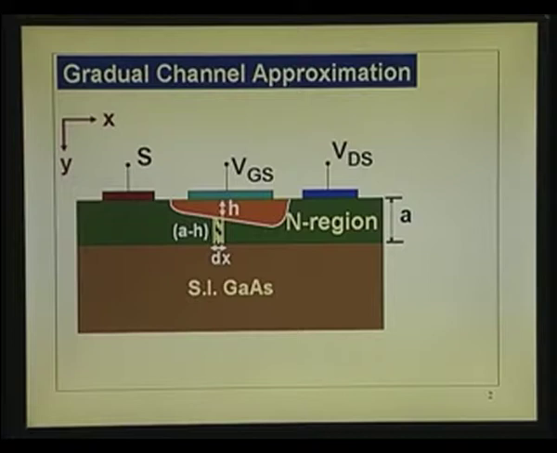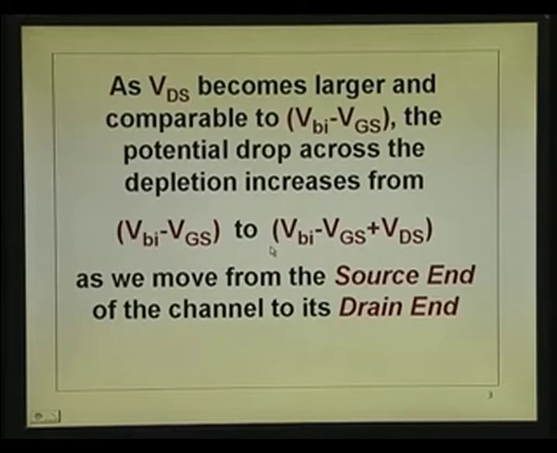So, as you go from here, it was 1.9 volts we said just now, and if the drop is 1 volt, then the potential across the depletion layer at the drain end will be 1.9 plus 1 volt, 2.9 volts. So, the depletion layer voltage keeps on increasing from source to drain. How much is the increase? As VDS becomes larger and comparable to VBI minus VGS.